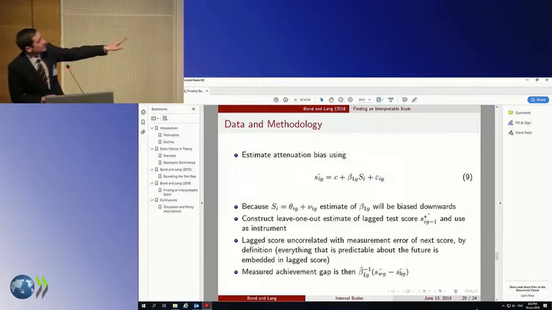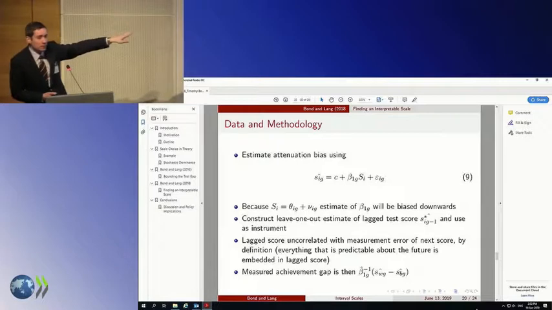So based on this estimate, we're going to calculate the average difference between blacks and whites on our rescaled test score, and then divide it by the beta 1 that we estimate.